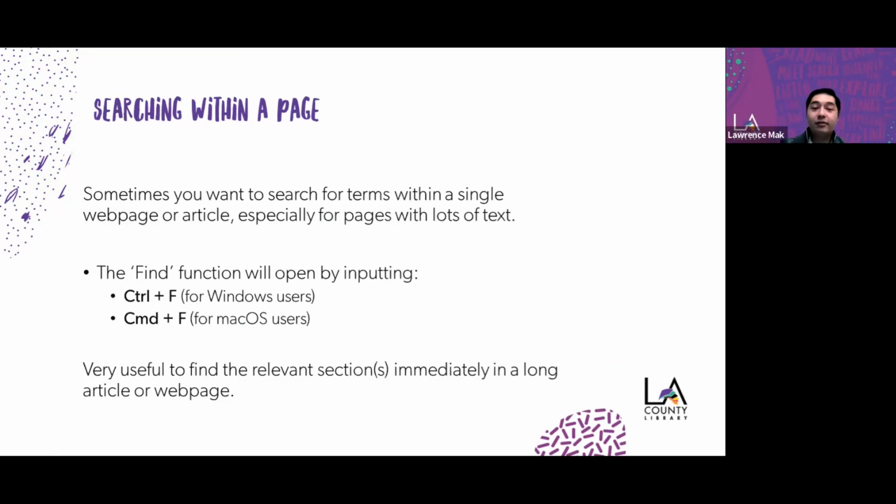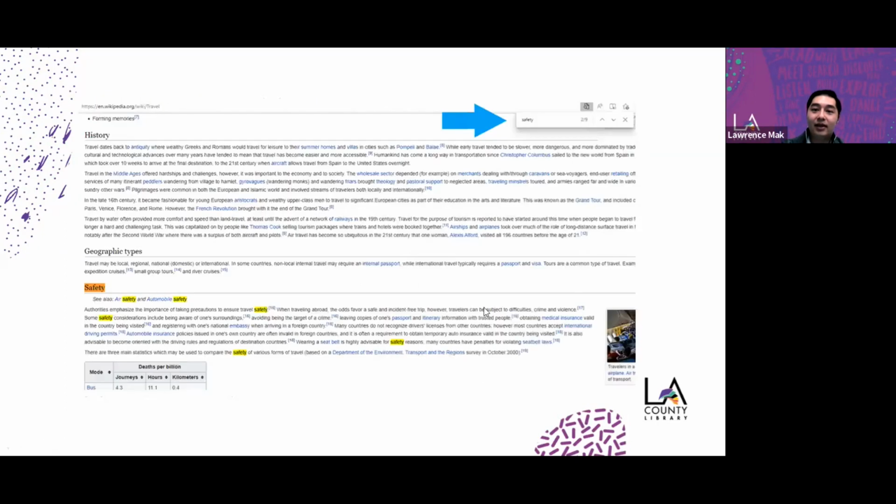Okay, so for the question where you wanted a recap on searching, on any web page that has searchable text, you can open the find function with Control F for Windows users and Command F for Mac OS users. And here's the screenshot. So if you were on a Wikipedia page for travel and you wanted to search for, let's say, safety, I would do Control F, and this little text box would pop up. And then I would just type in my term, which is safety here, and hit enter.